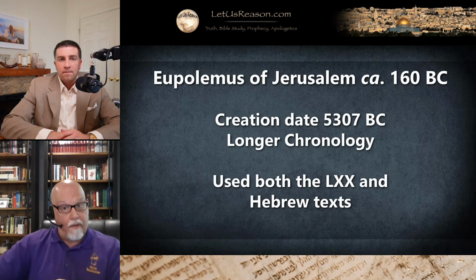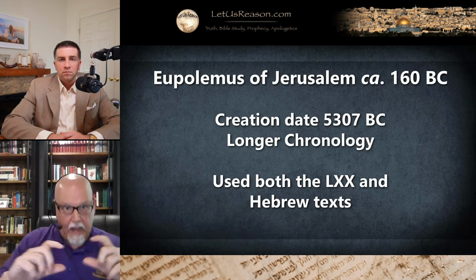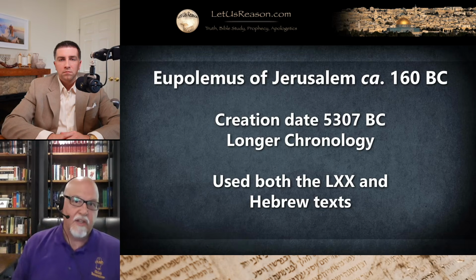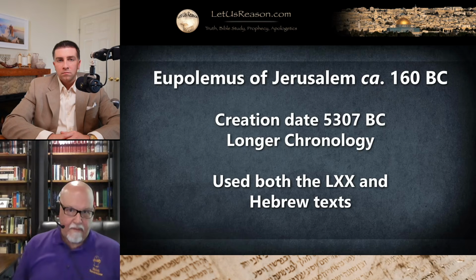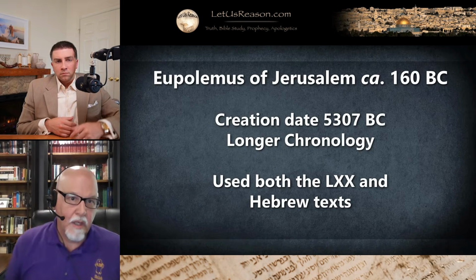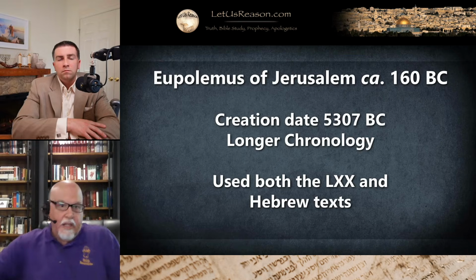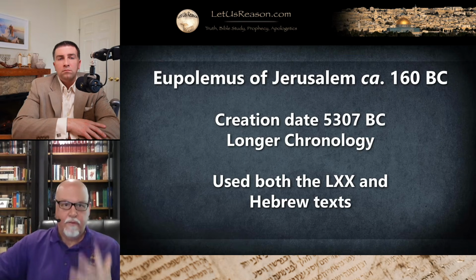Now we have another author from around 160 BC. His name was Apollonius. He was an aristocrat. He was from Jerusalem, and now he just calculates a creation date. He doesn't document all the individual begetting ages, but when you translate it to a BC date, you get about 5,307 BC. And the scholarship on Apollonius is clear that he knew Hebrew and Greek, and he had access to both Hebrew and Greek texts.